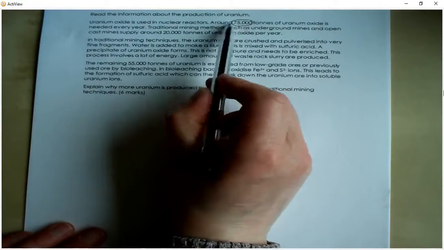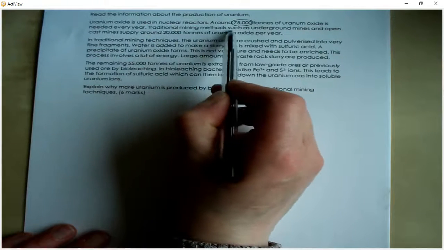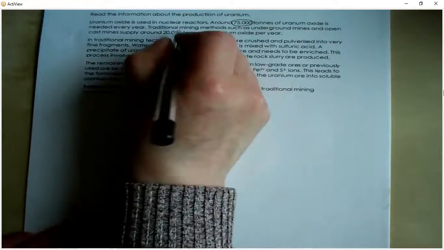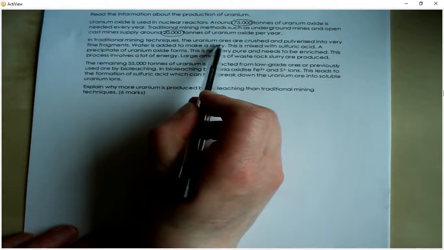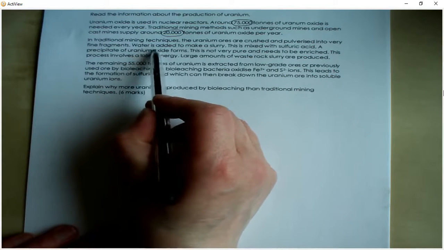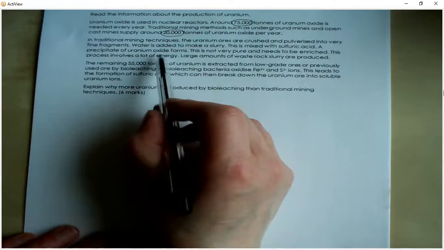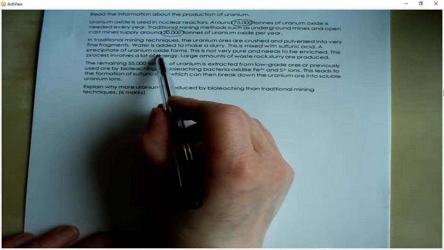Uranium oxide is used in nuclear reactors, around 75,000 tonnes. I'm just going to circle that because I quite like it, because tons of uranium oxide is needed every year. Traditional mining methods such as underground mines and open cast mines supply around 20,000 tonnes. In traditional mining techniques, the uranium ores are crushed and pulverized into very fine fragments. Water is added to make a slurry. This is mixed with sulfuric acid. A precipitate of uranium oxide forms. This is not very pure and needs to be enriched.